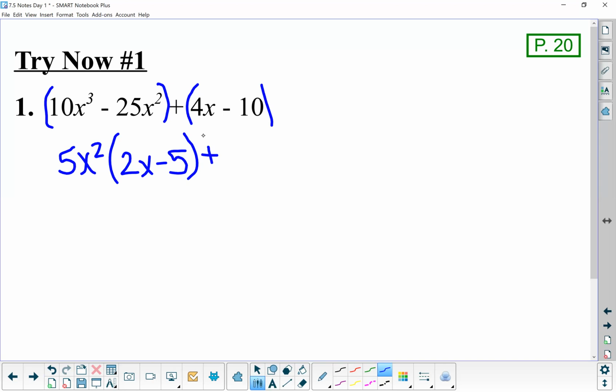Plus 4x minus 10 has a greatest common factor of 2. 4x divided by 2 is 2x. Minus 10 divided by 2 is 5. And now we can see we've got that 2x minus 5. I factor that out.